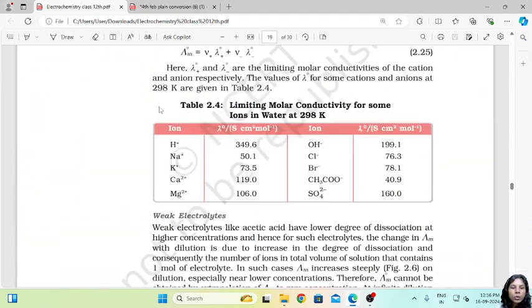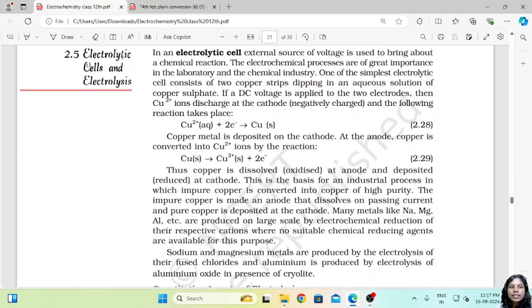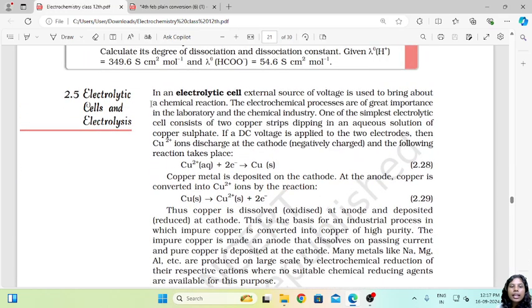Now next we will look at electrolytic cells and electrolysis. In an electrolytic cell, the external source of voltage is used to bring about a chemical reaction. What we are saying is that we use some external source, correct? So we are providing the electricity and then the chemical reaction occurs. In electrochemical cells, what was happening? The chemical reaction was occurring first and that was in turn generating electricity.